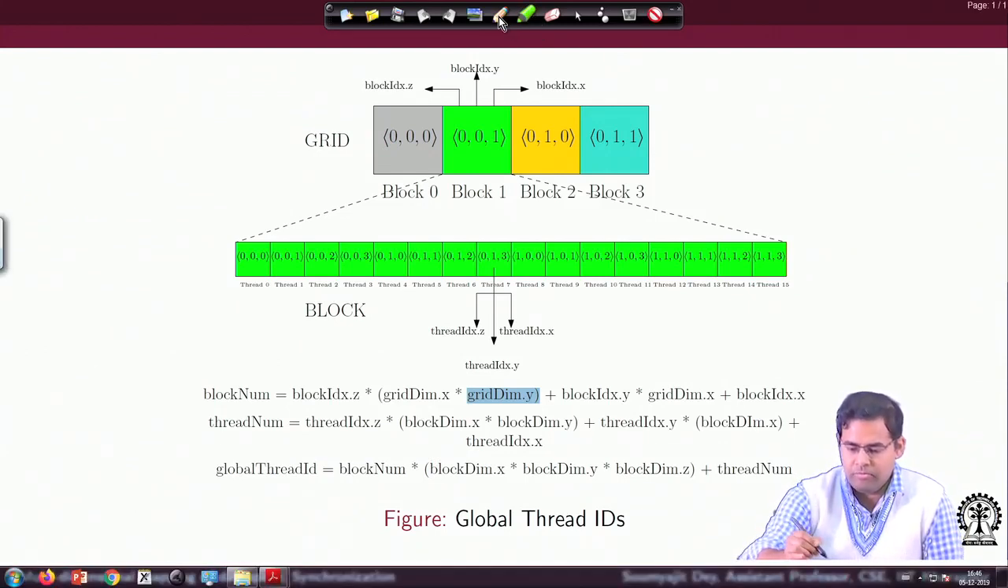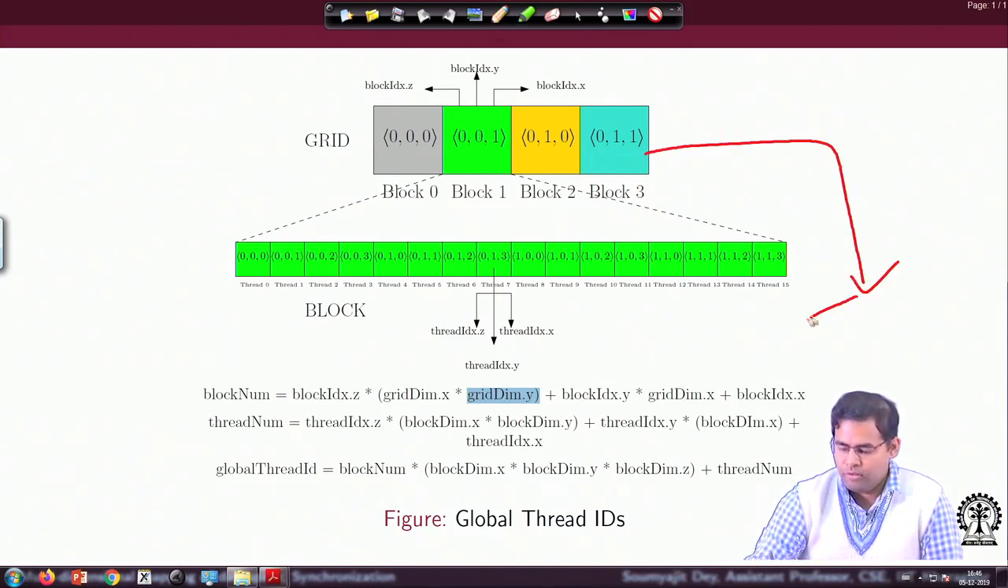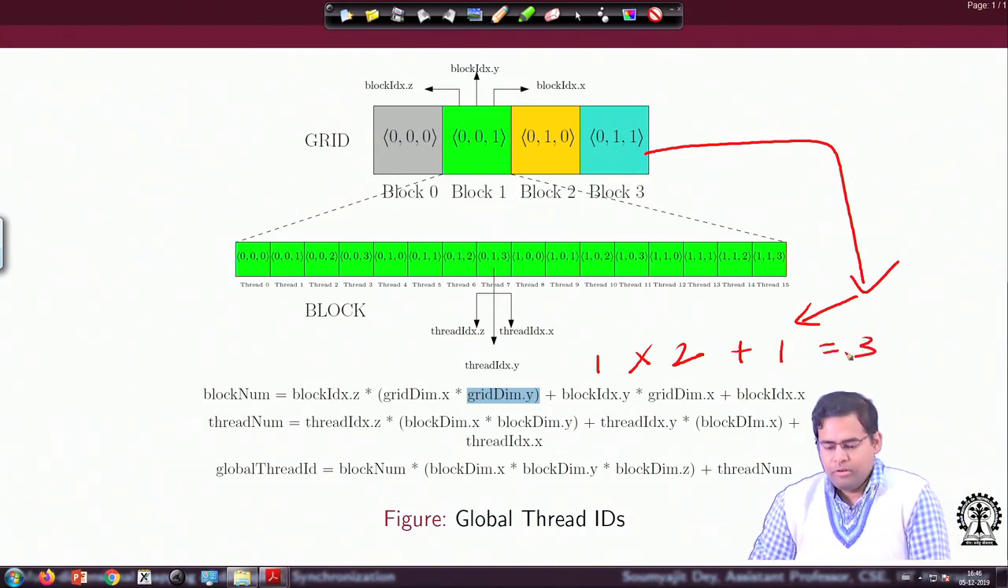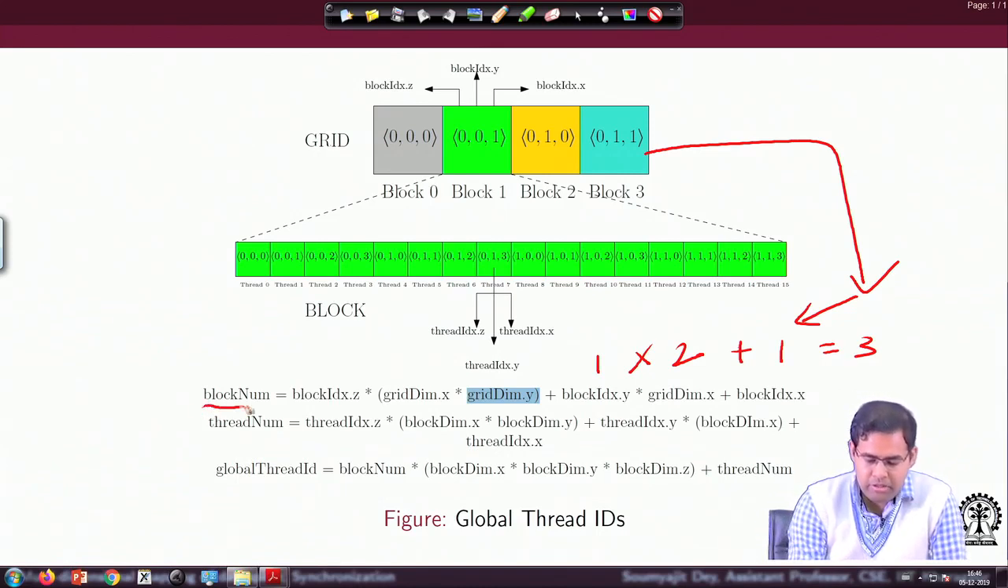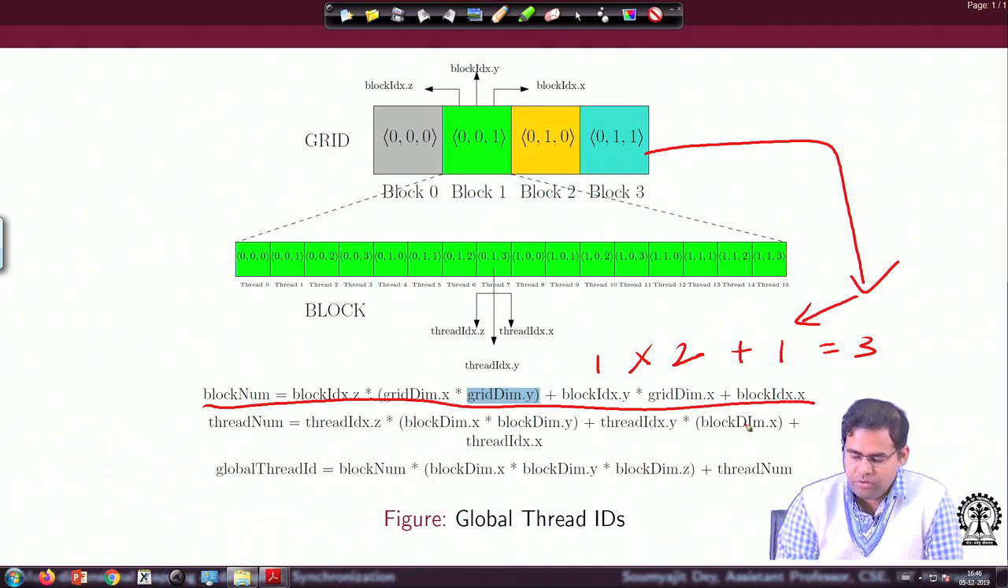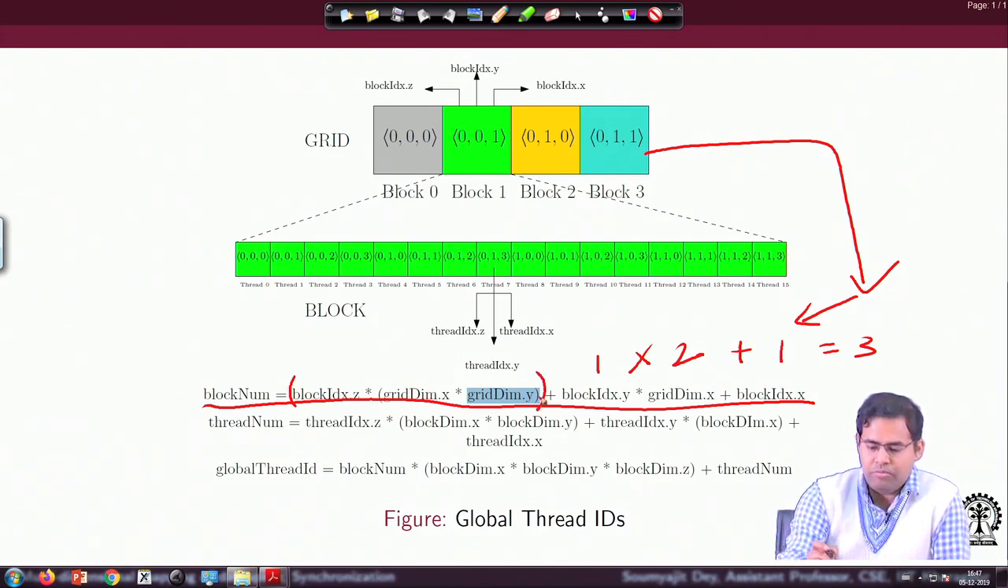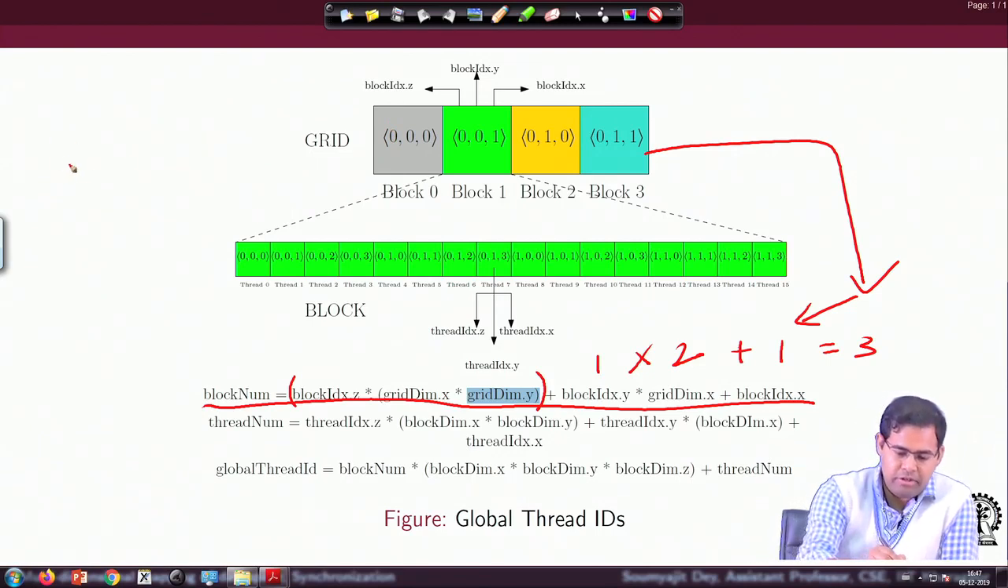If I am speaking of this block, this value comes as 1 times the grid dimension 2 plus this, so that would be 3. Just to explain this expression again, in here we do not really have a case for the first part. How would that have come? Suppose I have got the grid in an actual 3D space.